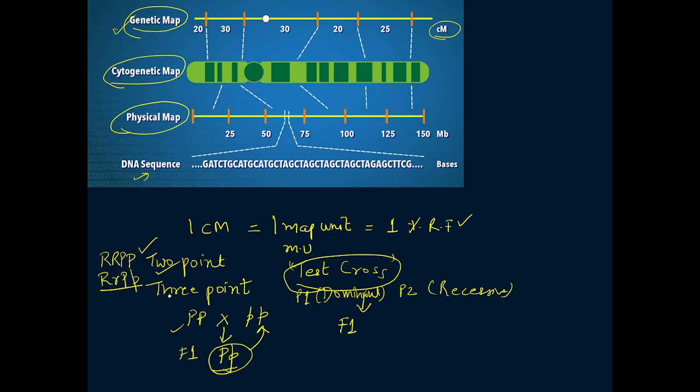And similarly for a 3-point test cross, when you add another character or another gene, say a round seed shape, the purple flower color, and say a height of a plant, then that becomes a 3-point test cross. And for heterozygous, you can also refer to here.